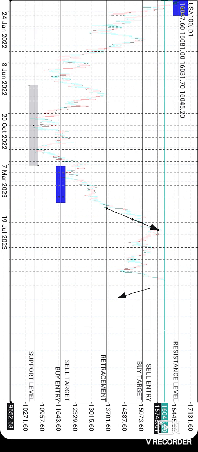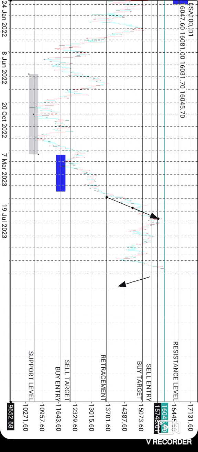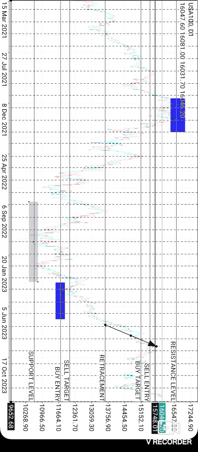And then we have a sell target for a sell entry, and then a buy entry, and then a support level. So if you buy, you're either going to take your take profit at the retracement, or you will wait for the market to reach the buy target. If you sell, you take your take profit at the retracement as your take profit 1, and then your other take profit will be at the sell target. So as you can see, the system will automatically give you all these levels.